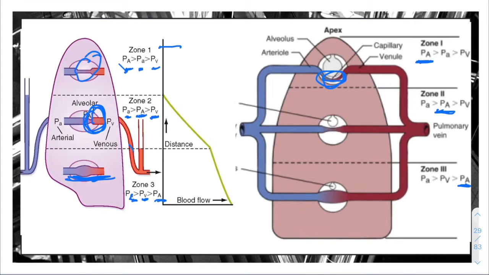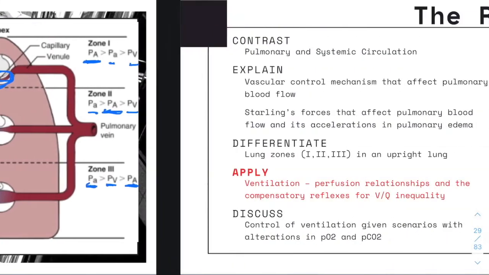Okay? So zone 1, alveolar pressure is greater than arterial pressure, greater than venous pressure. In zone 2, arterial pressure is greater than alveolar pressure, greater than venous pressure. Zone 3, arterial pressure is greater than your venous pressure, greater than your alveolar pressure.